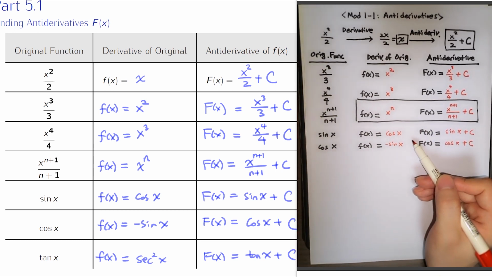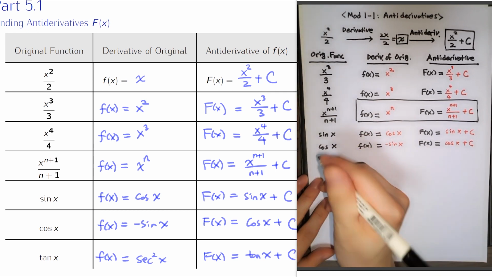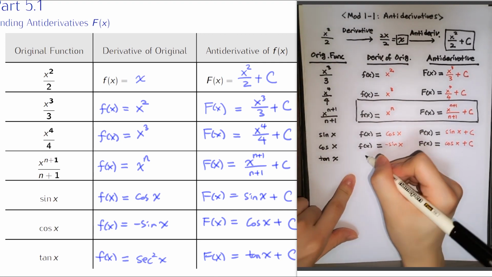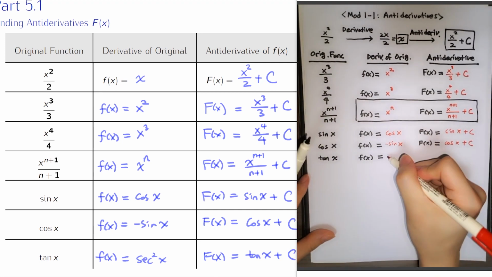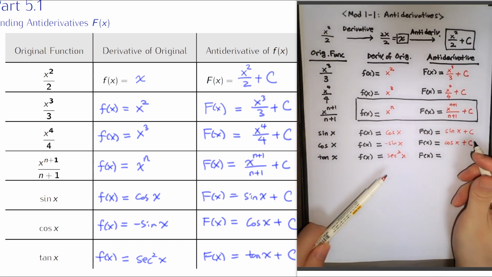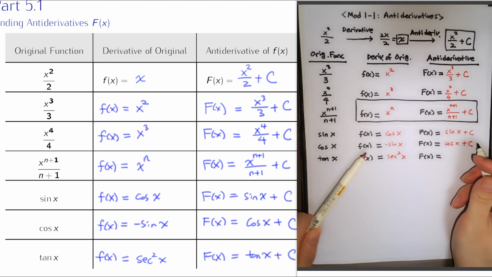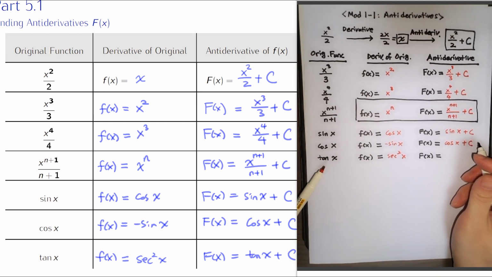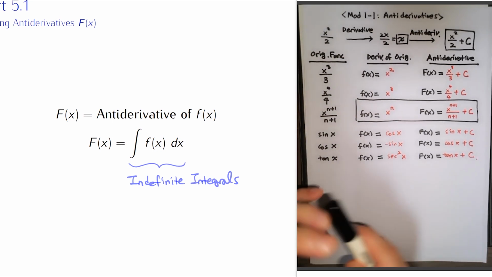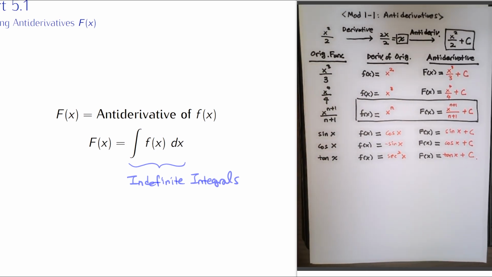Now, tangent is easier because we don't have to worry about the signs. Suppose we have tangent x. Then the derivative of tangent x is secant squared x. And then the antiderivative of secant squared x is tangent x plus c. Before I do more examples, I'd like to briefly mention the notations for antiderivatives.